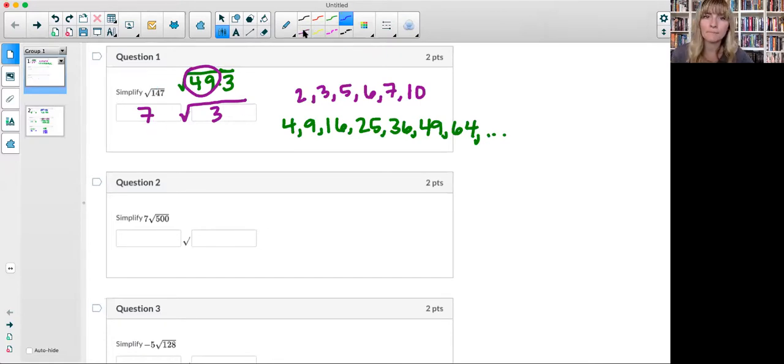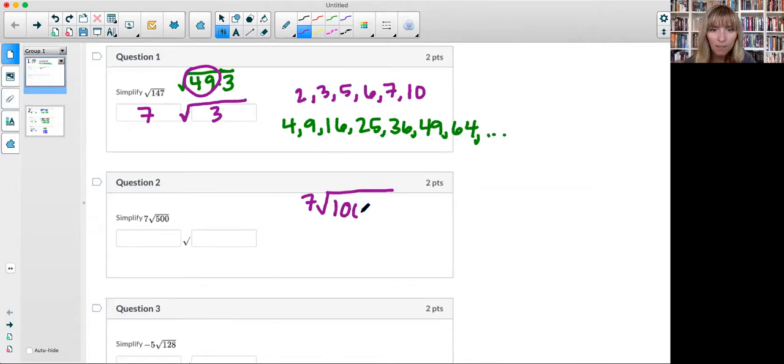Let's try this again. This one already has a coefficient of 7. I'm going to write it because it's important and I need it there. But then I'm going to start dividing this 500. I'm dividing by these purple numbers until I find one of these green ones. So 500 divided by 2 is 250. That is not a perfect square. 500 divided by 3 is some kind of decimal that is not a perfect square. 500 divided by 5 is 100, which I didn't keep this green list going long enough, but I sure hope you're recognizing now 100 is always a perfect square.